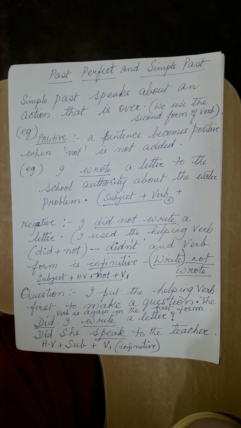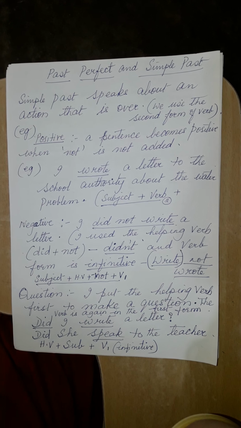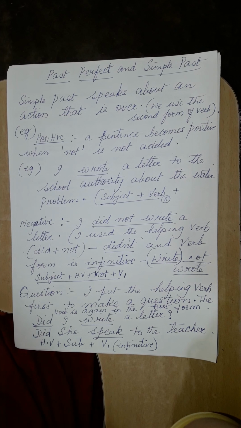And if I have to make a negative sentence, "I did not write a letter to the school authority about the water problem." So I used the helping verb did not. Did plus not, in short form, didn't, with the verb in the infinitive form. Example, I did not write. I cannot say "I did not wrote." Wrote is used only in the positive form.